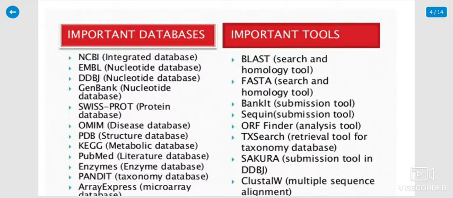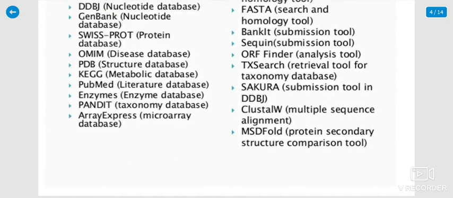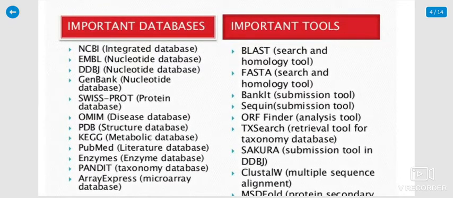Actually, BLAST and FASTA are search and homology tools. Then there are ORF analysis tools, retrieval tools, database taxonomy tools, DDBJ, multiple sequence alignment, and protein secondary structure comparison tools. These are all the important tools in bioinformatics.